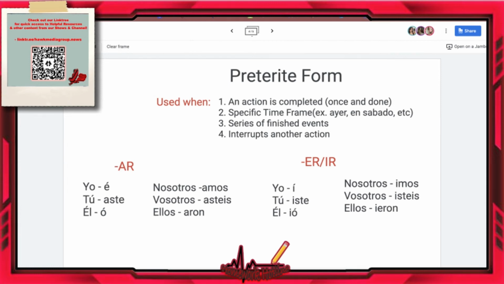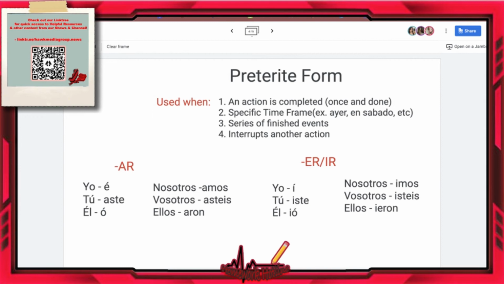So for example, the preterite form, you use this when an action is completed. You did it once and then it's done. Like, let's say you walk to the store. Okay, you walk to the store, you did it, you're done. Or you pick something up, you picked it up, that's it. So these are mostly for actions that don't take a long time or just have a clear specific time frame, which leads us into our next thing.